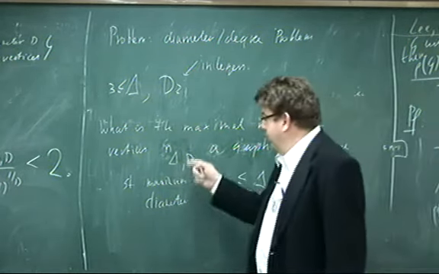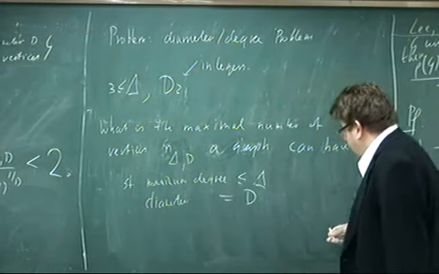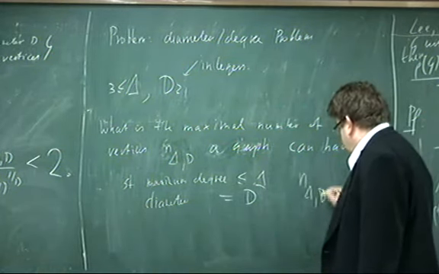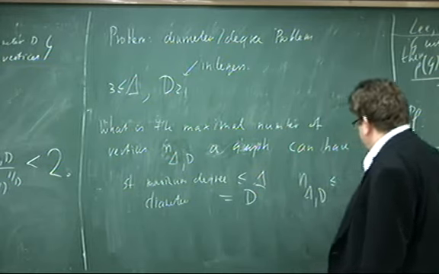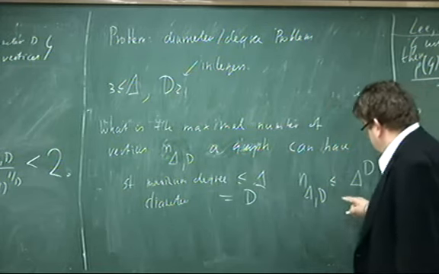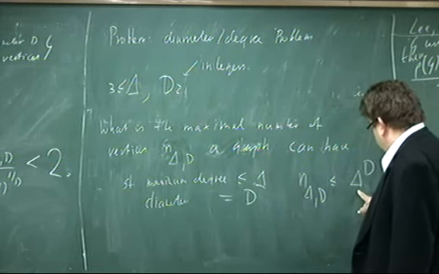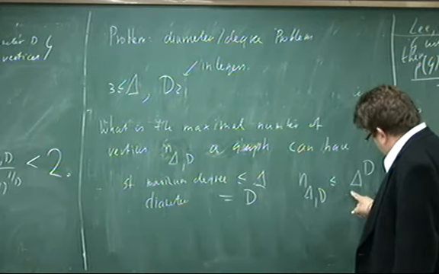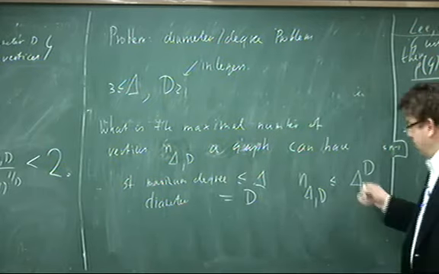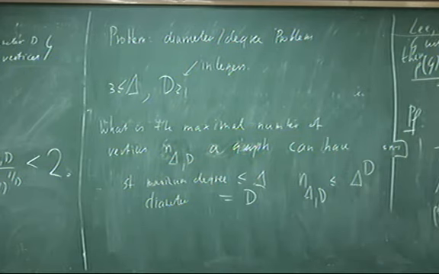And I have said the whole point of the Moore graphs is that the Moore bound says n delta, d is roughly less than delta to the power d. You have to worry a little bit. Is this exact? You can show that this is true. Is it d minus 1? No, d, yes.